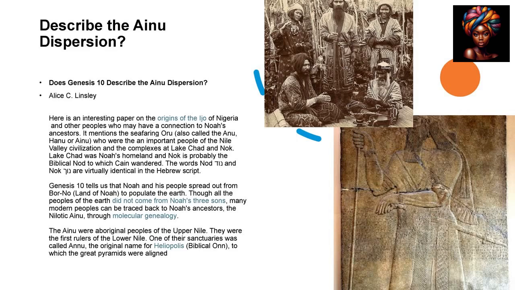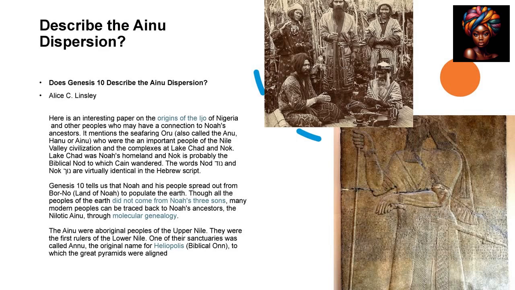It says, here's an interesting paper on the origin of the Ijo of Nigeria and other people who may have a connection to Noah's ancestor. It mentioned the seafaring Oru, also called the Anu, Hanu or Anu, who were an important people of the Nile Valley civilization and the complexes at Lake Chad and Nok. Lake Chad was Noah's homeland, and Nok is probably the biblical Nod to which Cain wandered. The words Nod and Nok are virtually identical in the Hebrew script.